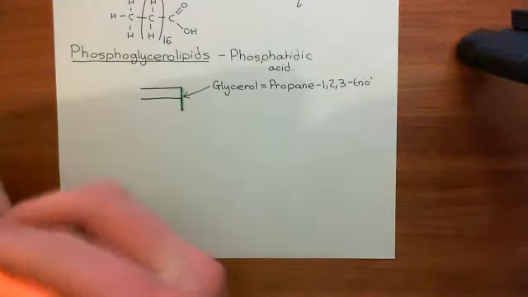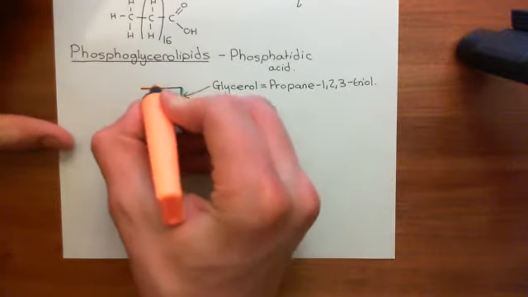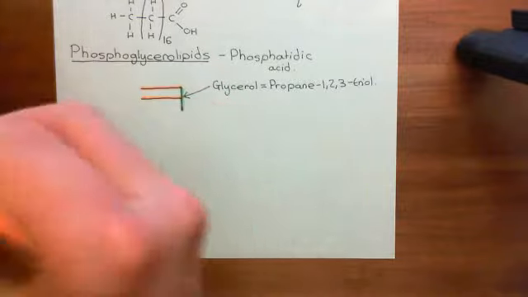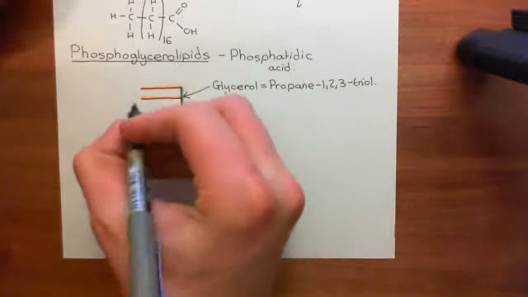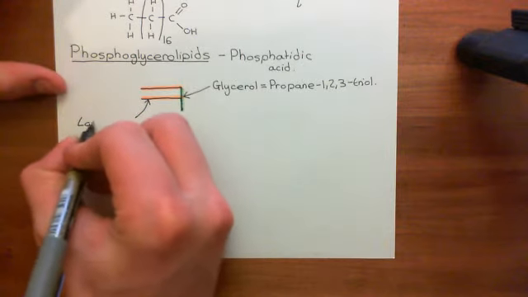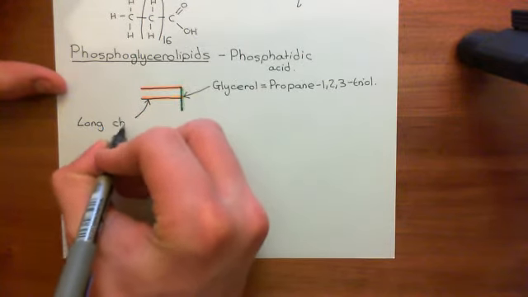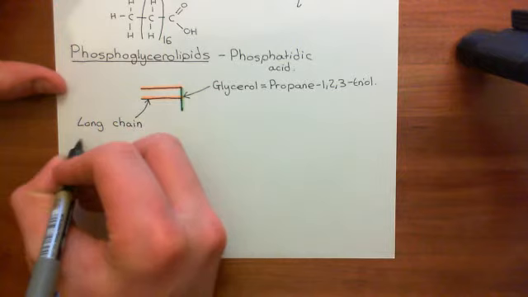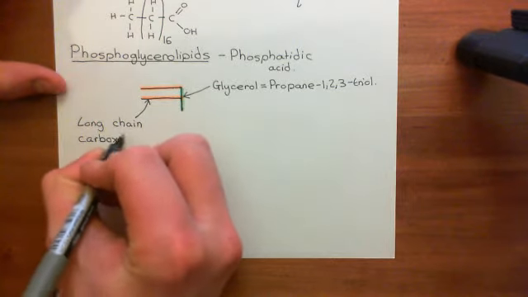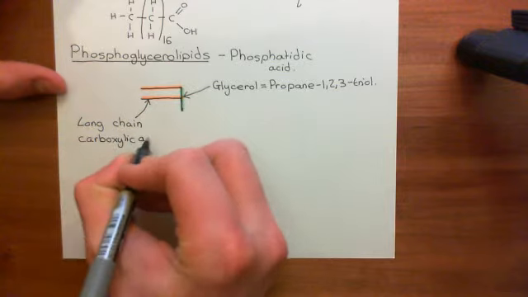Now, what we are going to do is take two long-chain carboxylic acids, which are these horizontal lines in orange here, and we're going to esterify these long-chain carboxylic acids onto the first and second alcohol groups of the glycerol molecule. So these are long-chain carboxylic acids, or fatty acids.